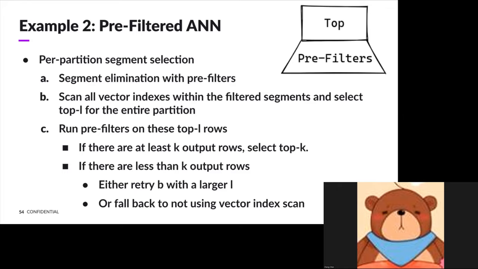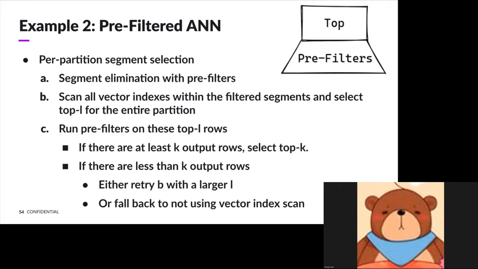We then run pre-filters on these top L rows. Some rows will be filtered out. If there are at least K output rows, then we are good, and we just select top K among them. If there are fewer than K output rows, we need to either retry step B with a larger L, or if we decide vector index scan is worse, then just fall back to not using vector index scan at all.